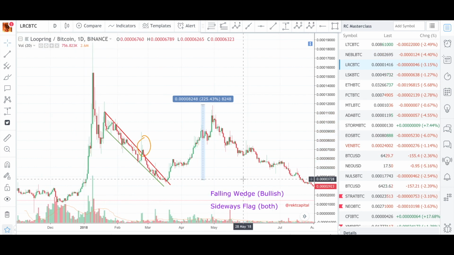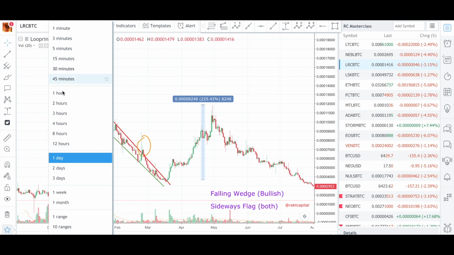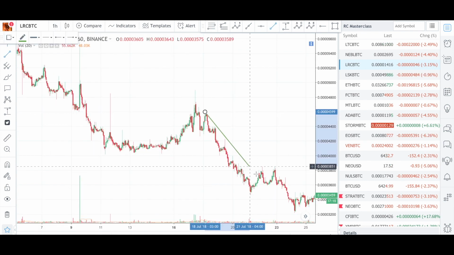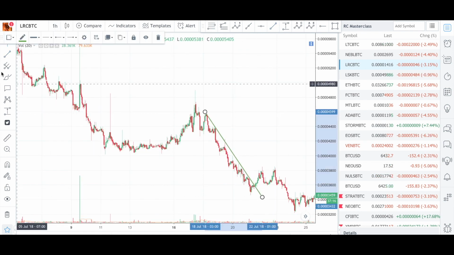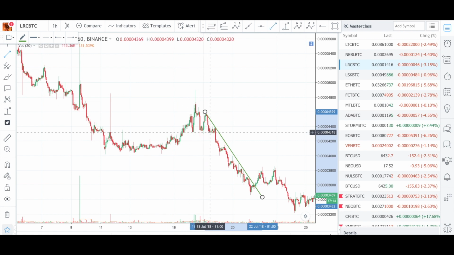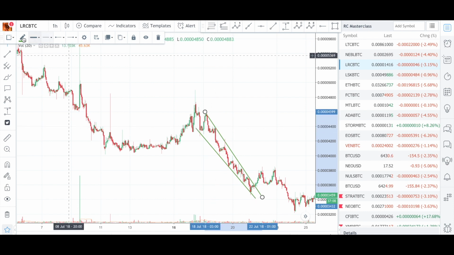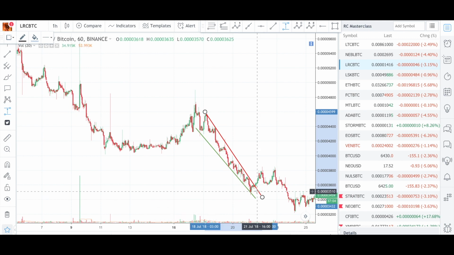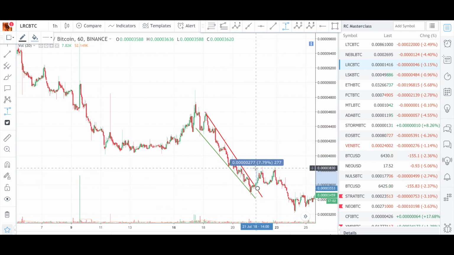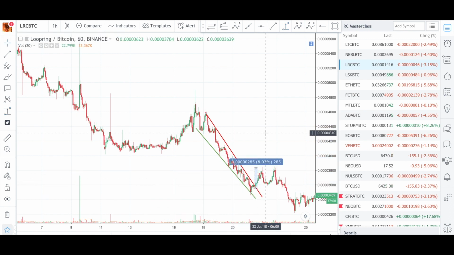So let me just have a look at the hourly time frame. Let's have a look if we can find a falling wedge pattern on the hourly time frame, and let's have a look at how this performs. So we're doing a falling wedge over here. This is going to be support, this is going to be a resistance, and we can see that price is breaking out over here for around a 7 or 8% gain.